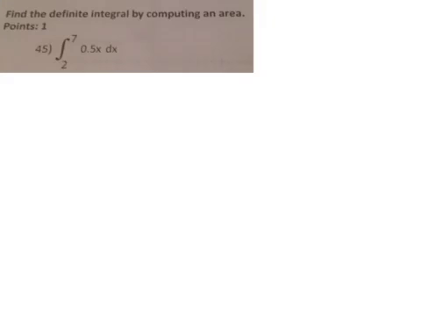Find the definite integral by computing an area. So we need to draw a picture. The important part on our x-axis comes from the 2 and the 7. And then we need to graph y equals 0.5x. So we're looking at the area between 2 and 7 underneath that line, 0.5x. So this is a trapezoid.